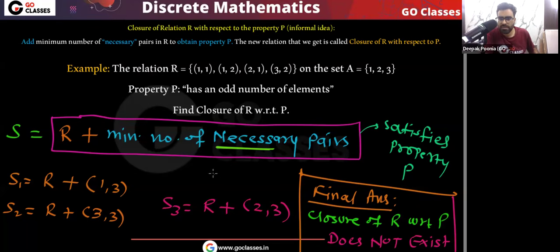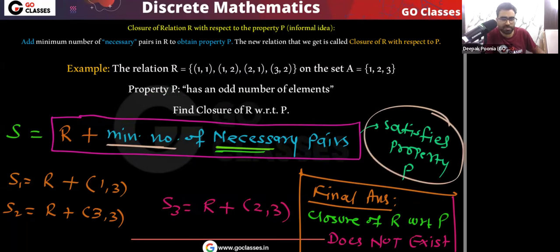Okay. So you can see this necessary word here is violated. I hope you understood. So all these words are important. Remember, this necessary word is important. Necessary pairs I need to add. Actually, there is no necessary pair here to satisfy this property. There is no necessary pair. The minimum number of necessary pairs we need to add to satisfy this property P. Okay, all these things are important. I hope this particular point is clear.